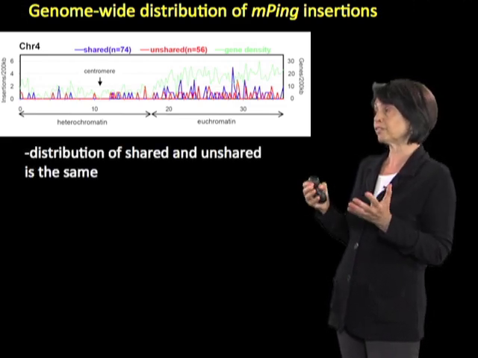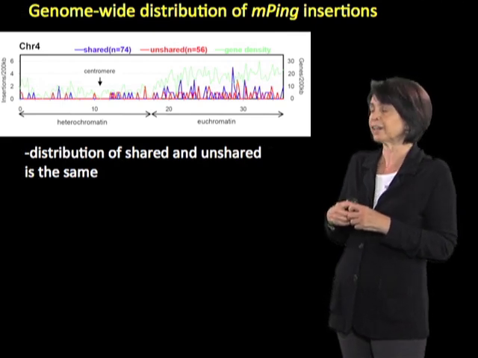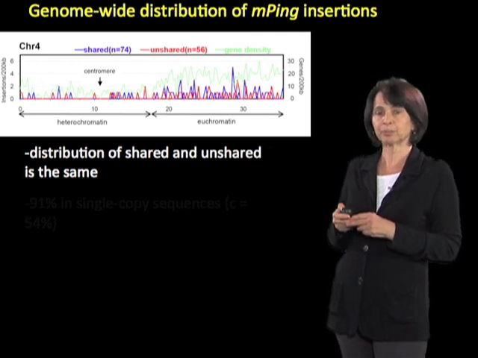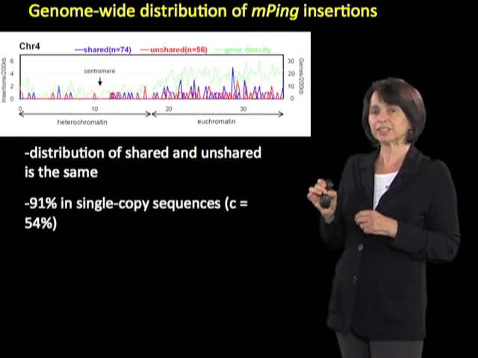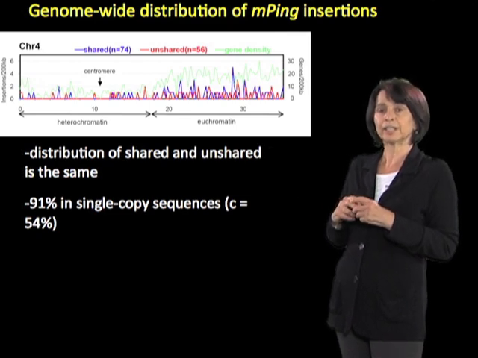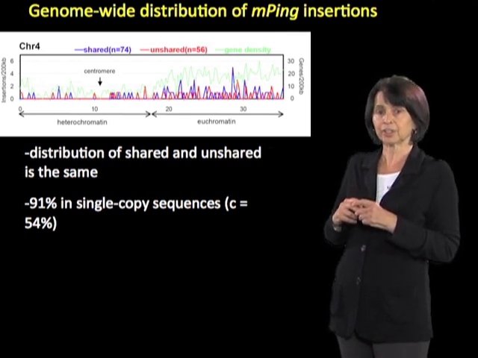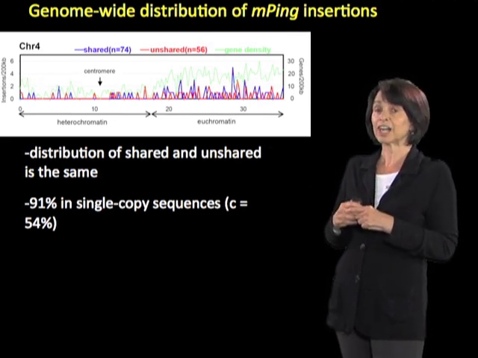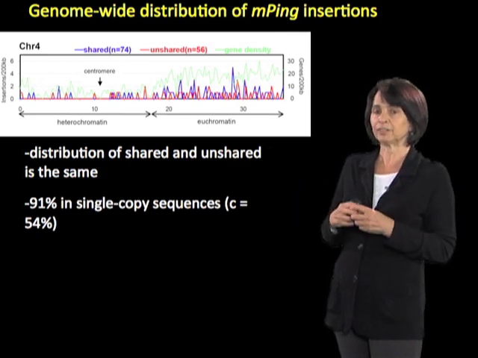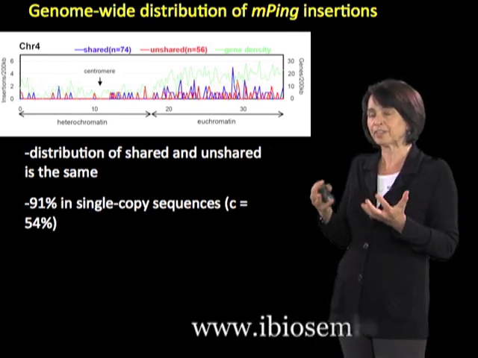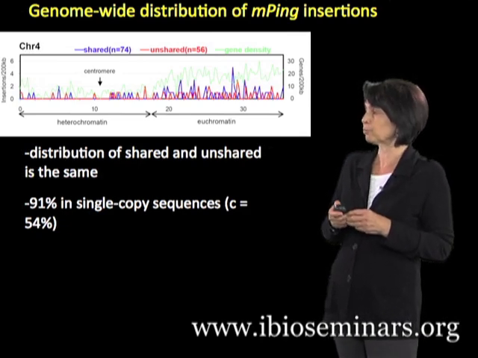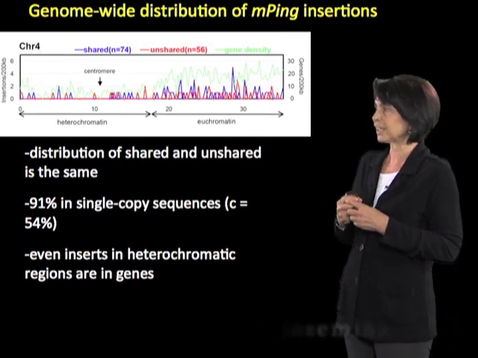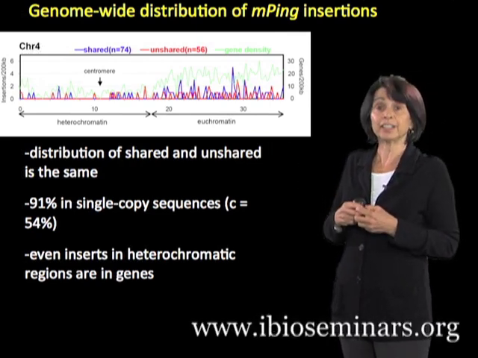So what we've learned from this analysis, first of all, is that the distribution of shared and unshared insertions is exactly the same. There is no difference in the insertion preference of either class. Remember I said before that MITEs prefer to insert into single copy regions, into genic regions. And sure enough, 91% of the insertions that we found were in single copy sequences. The genome average of single copy sequences is about 54%. So this is saying that MITEs do prefer to insert into single copy sequences, and even when it does insert into heterochromatin, it's inserting near genes that are in the heterochromatin.